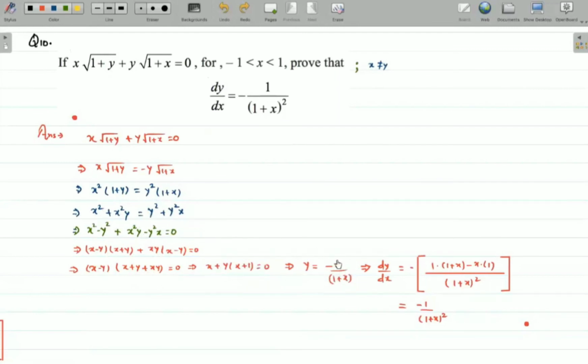Over this, I can now apply dy by dx on both sides. I'll apply the quotient rule here. If I apply the quotient rule, I'll get the result. That is dy by dx equals minus 1 upon (1 plus x) square.